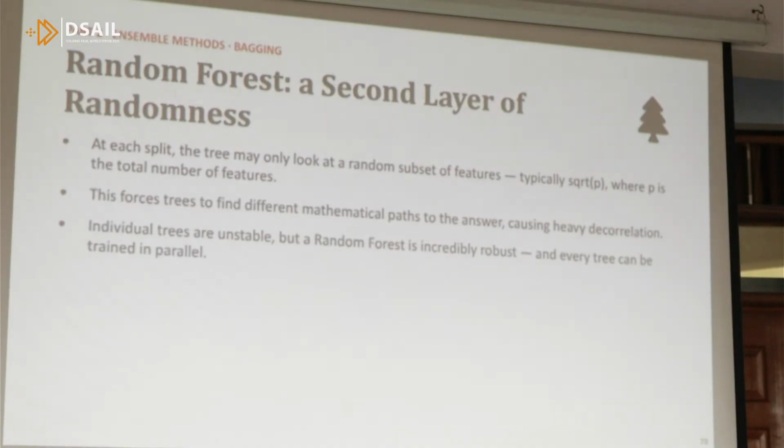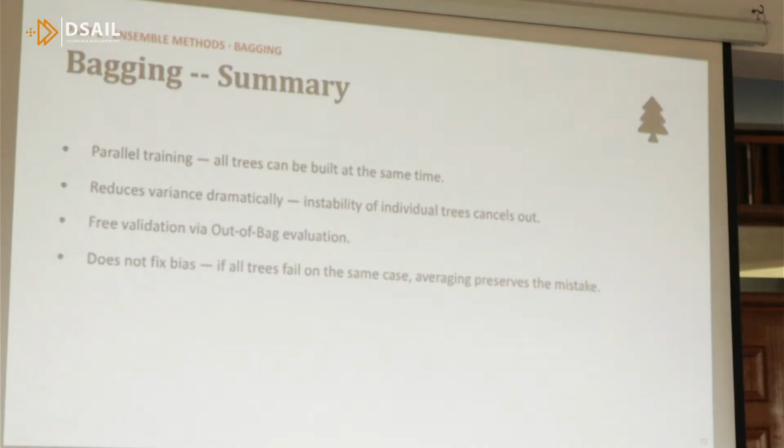Individual trees are unstable, but random forest is incredibly robust, and every tree can be trained in parallel. Ideally, you can have 100 or 1,000 trees being trained at the same time because they are not dependent on each other. I know GIS heavily uses forests for many things. So this is bagging in summary: bootstrap aggregating, parallel training, reduces variance dramatically, free validation via out-of-bag evaluation. But it does not fix bias if all the trees fail on the same case.